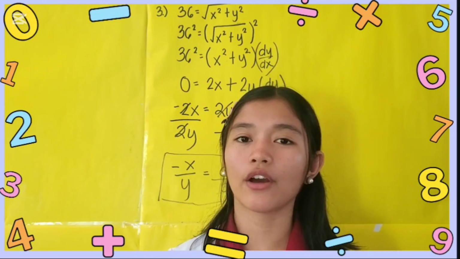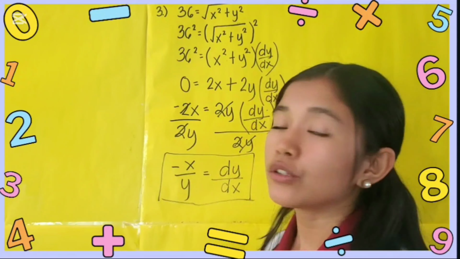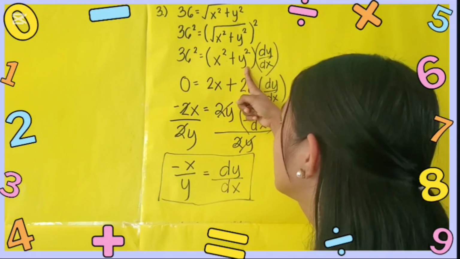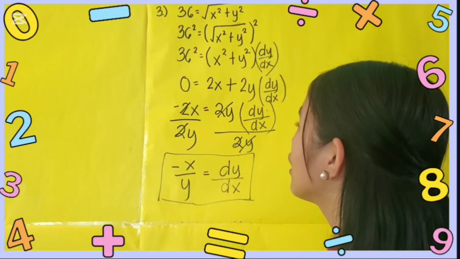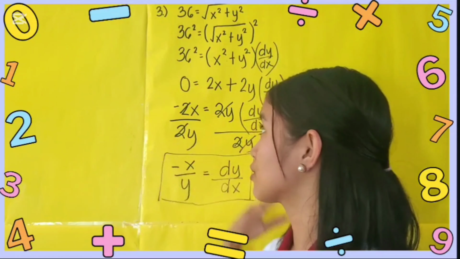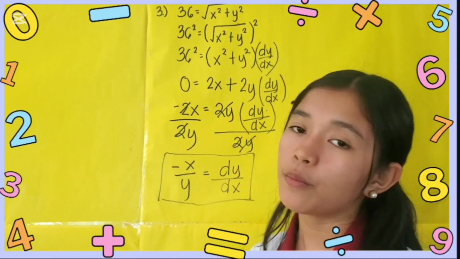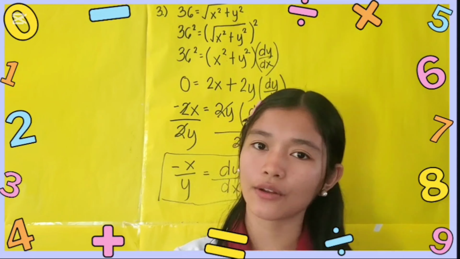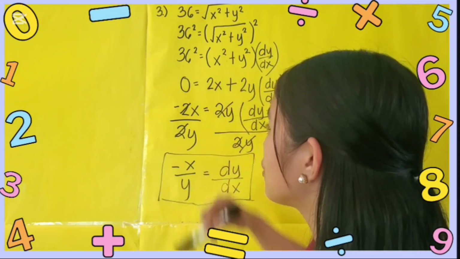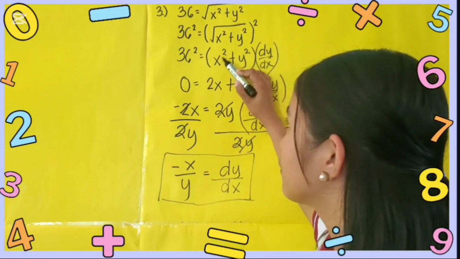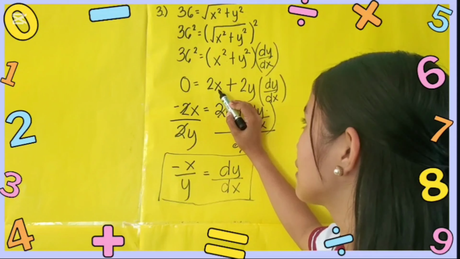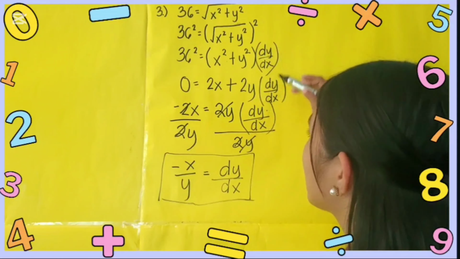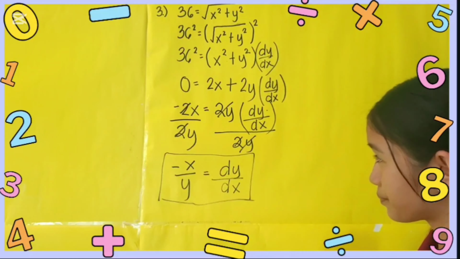Let's remember that dy over dx is equal to y prime. That's why dy over dx is beside the y squared. So let's get the derivative of each term. The 36 squared will become 0 because any derivative of a constant is equal to 0. So 0 is equal to the derivative of x squared, which is 2x, plus the derivative of y squared, which is 2y times dy over dx.